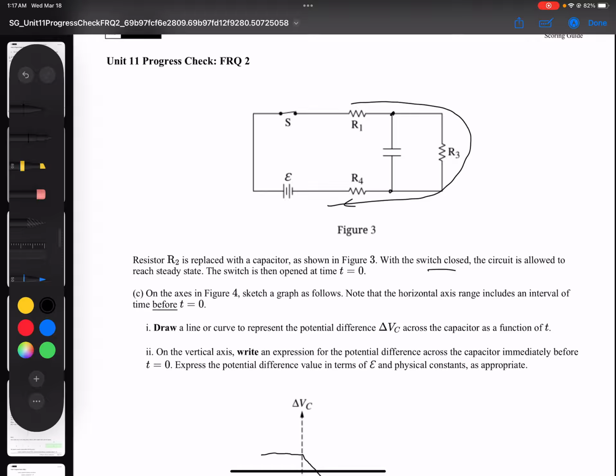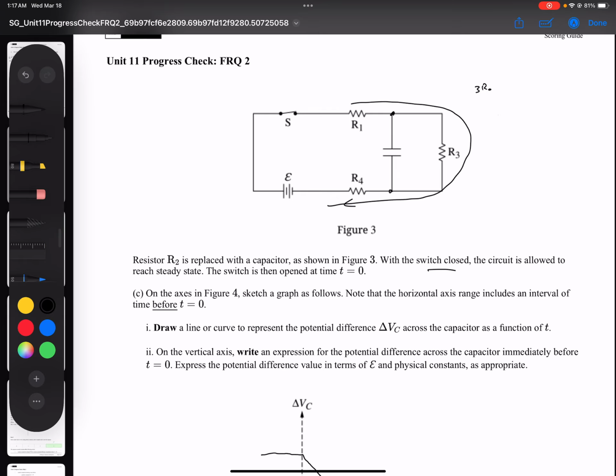And that means that the equivalent resistance of that circuit is 3R0, right? Because these 3 resistors, R1, R3, and R4, are all in series with the battery. Once the capacitor is fully charged, there's not going to be any more current flowing into the capacitor. All right, so that's how we know the equivalent resistance of the circuit becomes 3R0.